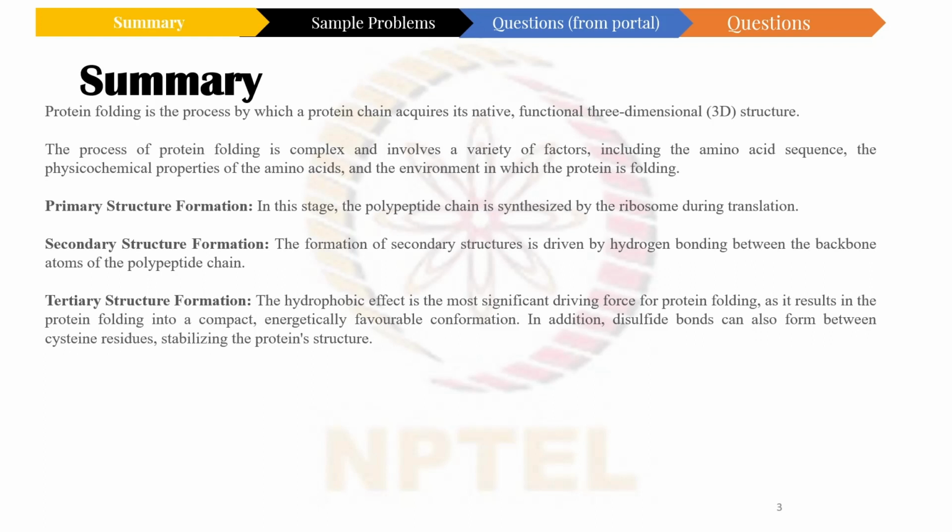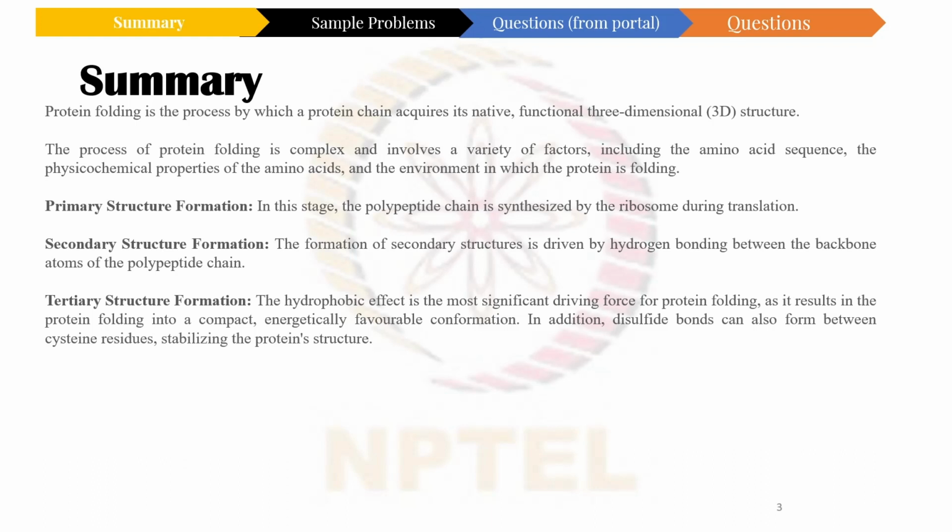So in the primary structure formation, as we all know, the primary structure of protein is determined by its amino acid sequence. Amino acids are linked together through peptide bonds to form a linear polypeptide chain. In this stage, the polypeptide chain is synthesized by the ribosome during translation. Second is the secondary structure formation.